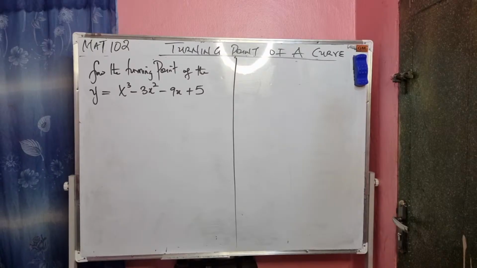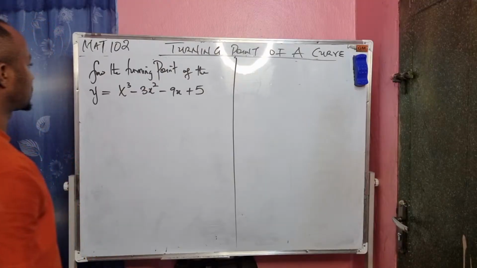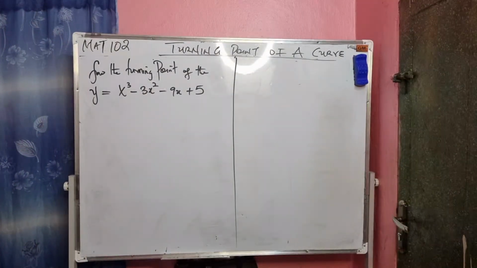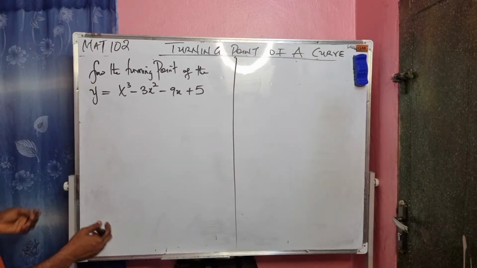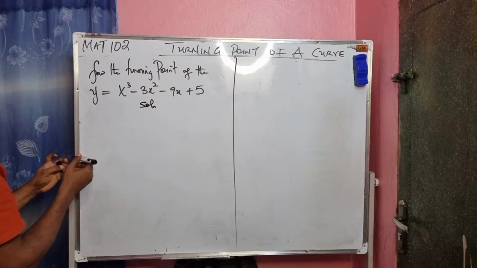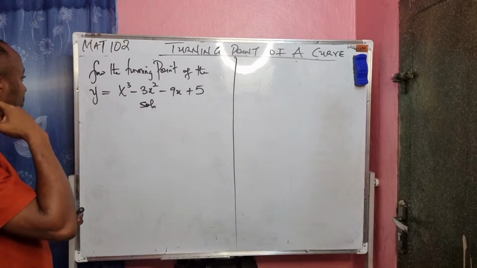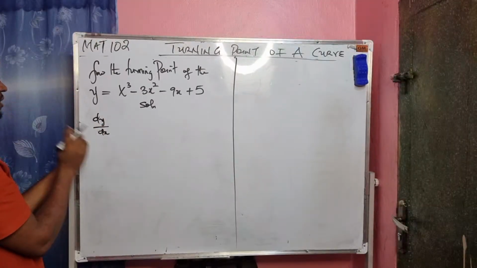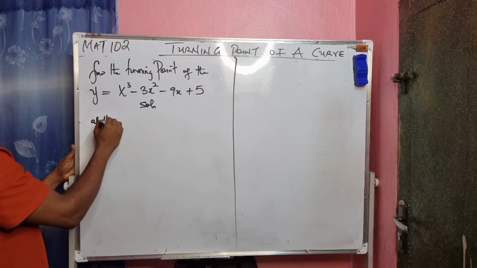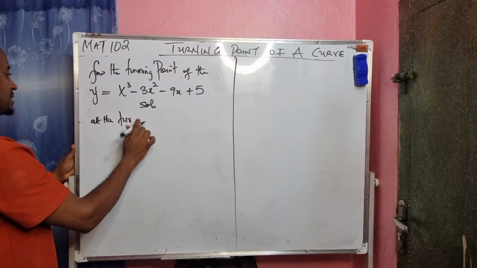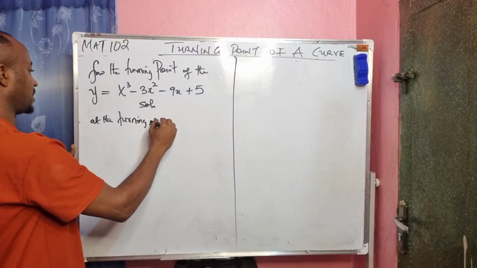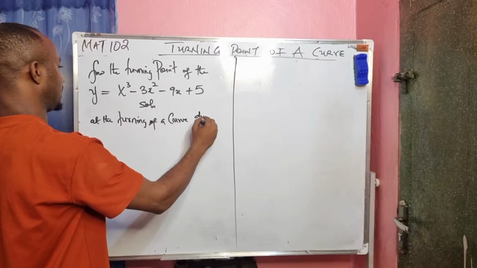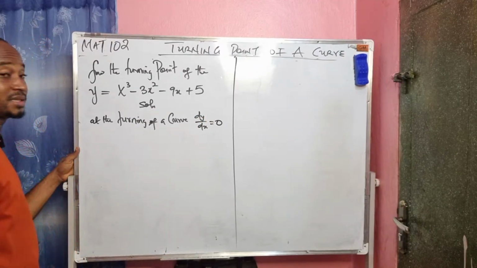I hope we have not solved this particular question before now. Okay, we have not. So let's see, how do we find the turning point of this function? The first thing we need to do, we all know now, is to differentiate, which is the necessary condition, right? Or we can start by saying that at the turning point of a curve, dy/dx must be equal to 0.